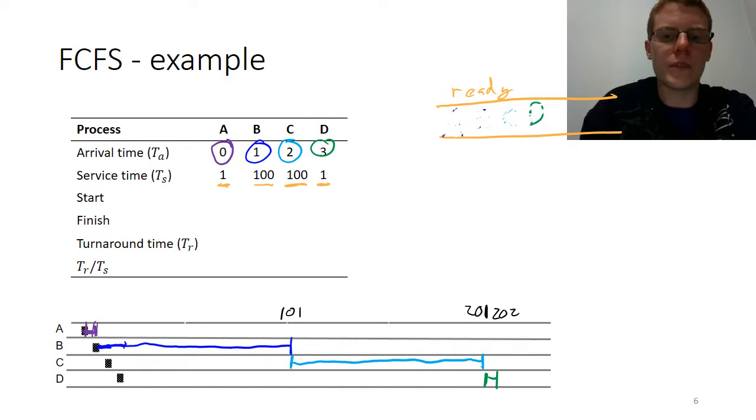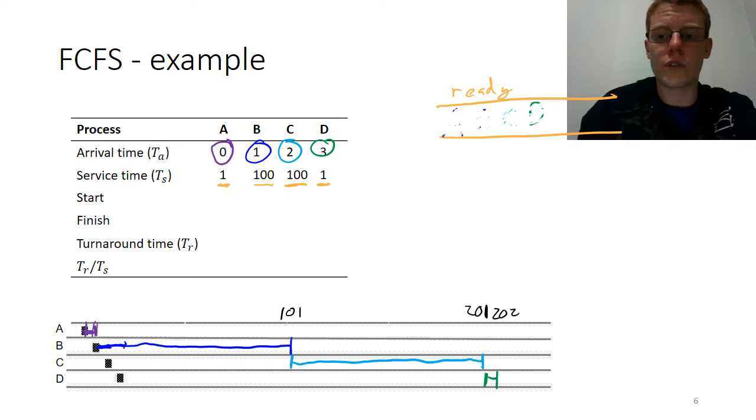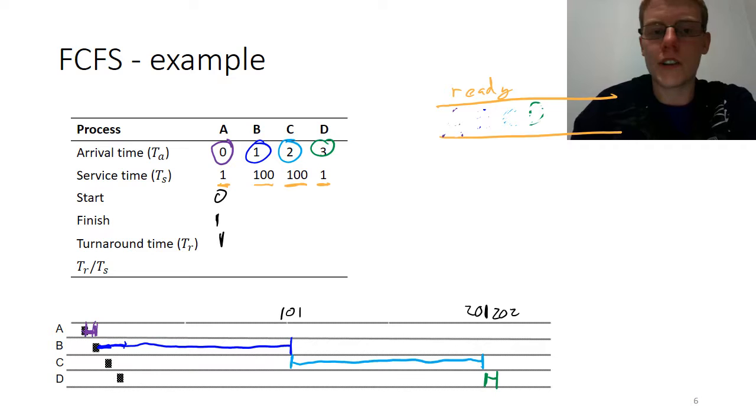And our ready queue is empty. So using this, we can now start to fill in this table of important time values. Process A arrived at time step 0 and started at time step 0, and it finished at time step 1. So its turnaround time was 1, which means its normalized turnaround time, the ratio between the turnaround time and its service time, is a perfect 1.